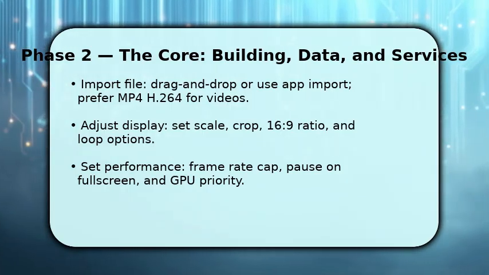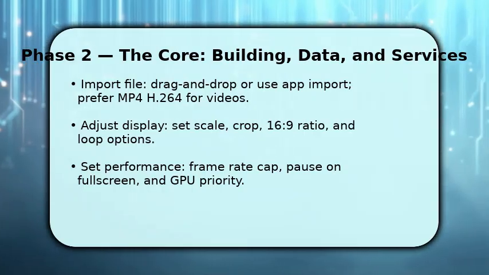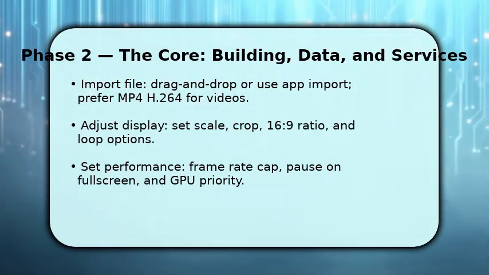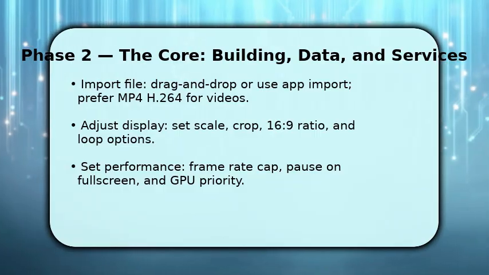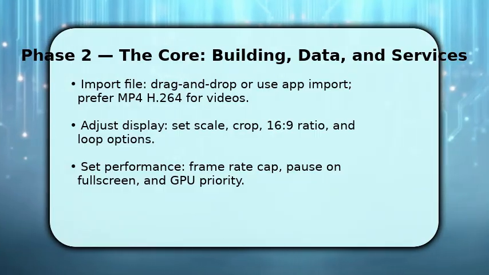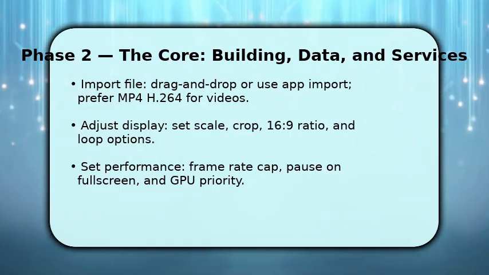Next, configure display. Set scale and crop to match your screen, using a 16:9 ratio when appropriate, and enable seamless looping. Then tune performance. Cap frame rate, enable pause on full screen to save resources, and set GPU priority. These choices balance visual quality with smooth system performance.